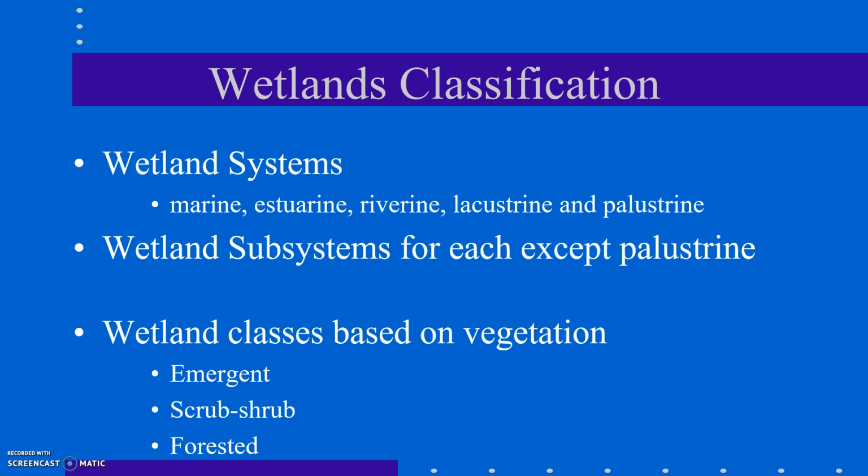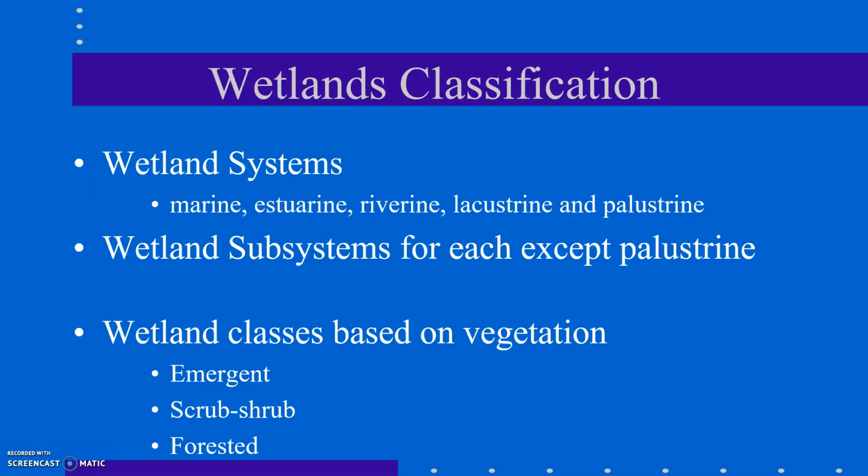So when we classify wetlands, not only do we look at the hydrology, the hydrophytic vegetation, and the hydric soils, but we break them into systems. They are marine, which represents ocean-type habitat, estuarine, which represents coastal areas of wetlands where there's freshwater and saltwater mixing together. There's riverine, where there are wetlands directly adjacent to stream channels or rivers.